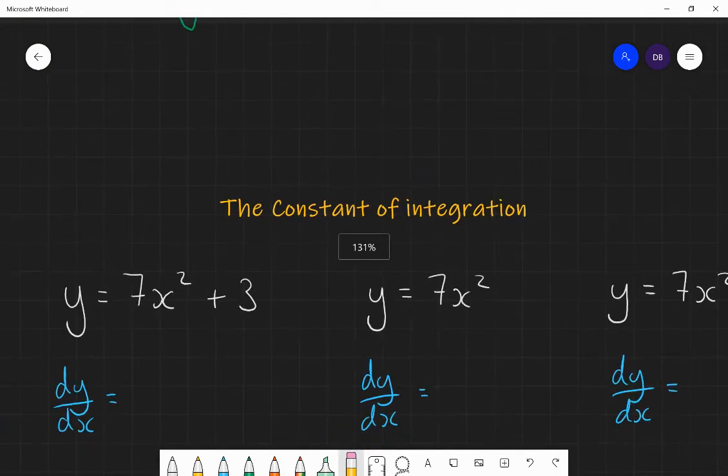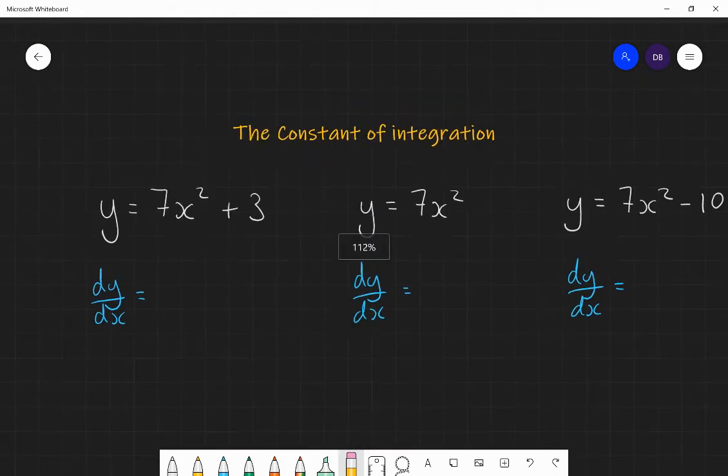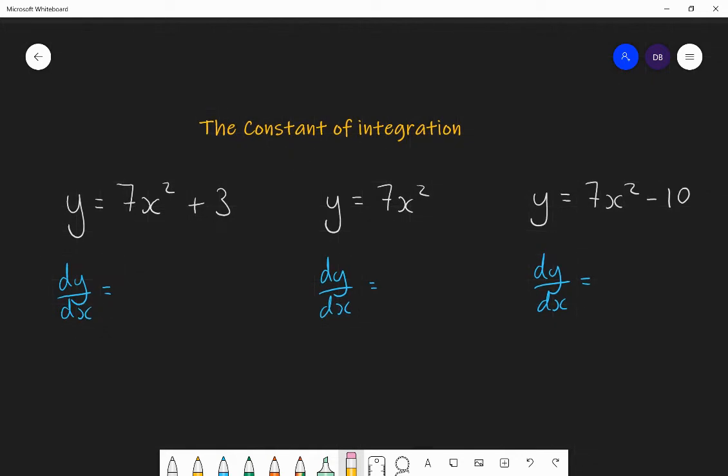So let's talk about the constant of integration, this plus c. Imagine I've got these functions. First one, y equals 7x squared plus 3. The second one, y equals 7x squared. The third one, y equals 7x squared minus 10. I'm going to differentiate each of them and give the gradient function for each of them.